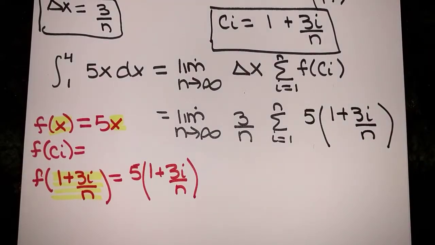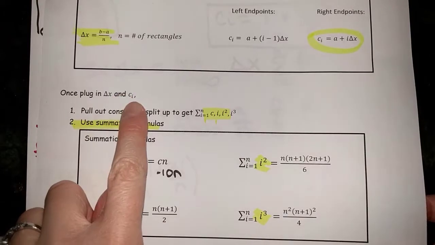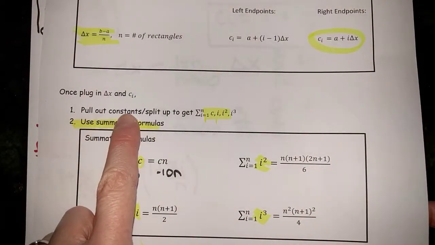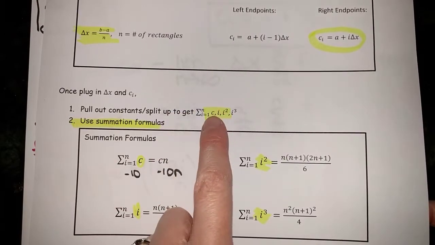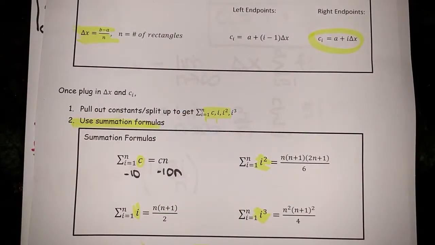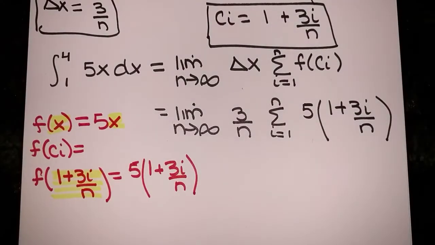All right, now once you have everything plugged in, then the first step, and this goes back to this worksheet again, once you plug in your delta x and your ci, then you want to pull out your constants and split them up so that you get either ci, i squared, or i cubed inside of that summation. All right, so let's go over here and try to tackle that.